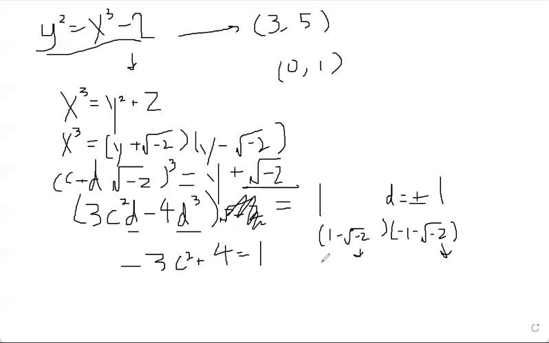Cube of this is just 1 minus 3 root negative 2 minus 6 plus 4 root negative 2. This is going to give negative 5 plus root negative 2.